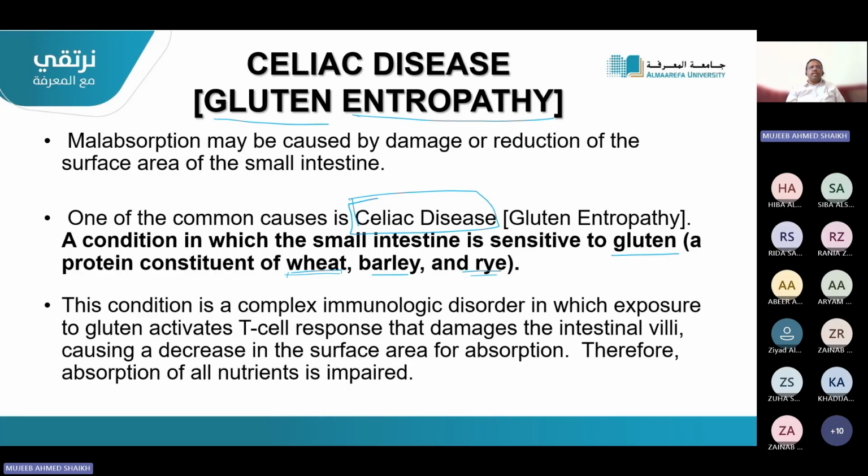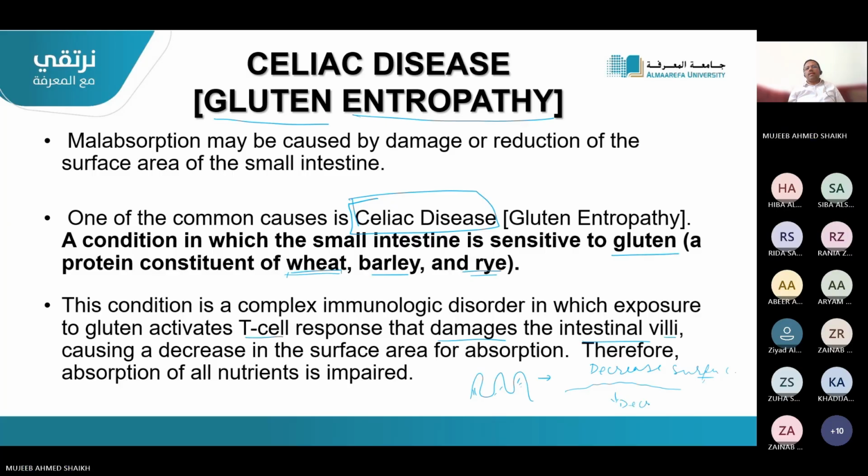There will be inflammation, and more inflammatory cells will go there, activating the T cells and damaging the intestinal villi. The villi, which were initially seen like this, will become like this. So what is happening here? These villi are lost. What will happen? There is decreased surface area. And if the surface area is decreased, what will happen?